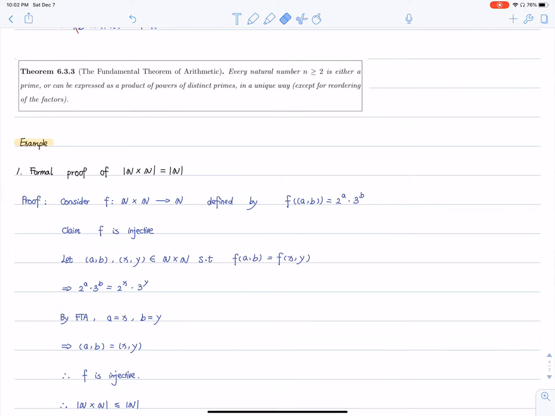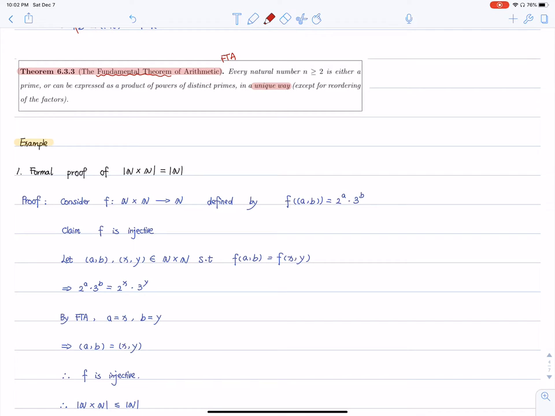The next very important theorem is the fundamental theorem of arithmetic. You know it's really important because they said fundamental theorem already. The abbreviation of this is FTA. Fundamental theorem of arithmetic: every natural number greater than or equal to 2 is either a prime or can be expressed as a product of powers of distinct primes in a unique way.